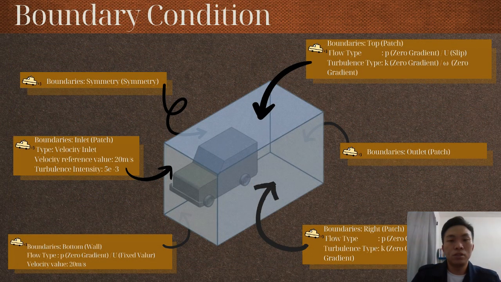So this is the boundary conditions. The settings at the boundaries are shown on the slide now. But here are some settings to take note of: the inlet velocity reference value is set as 20 meters per second, and the turbulence intensity is changed to 0.005. Besides that, the top and rear right must set the flow type as zero gradient, and slip at below. And also at all of them, the turbulence type is set as zero gradient. Lastly, because the bottom is landing on the base, the boundary type must be set as wall and the velocity value is 20 meters per second.